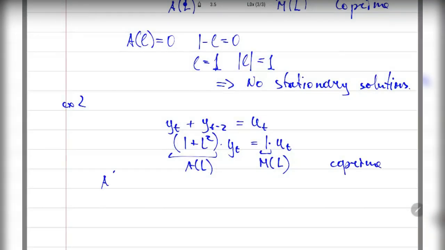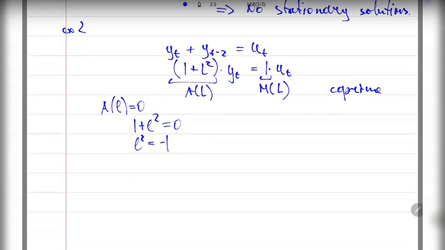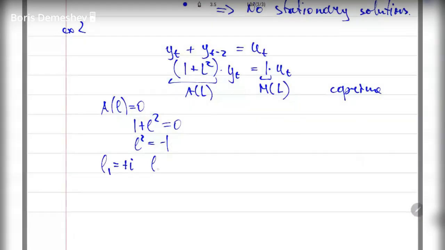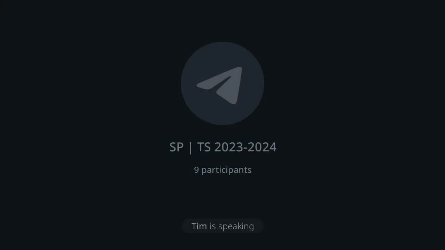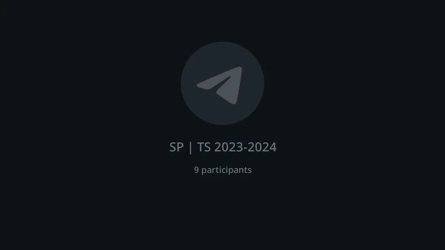Okay, now let's solve A of L equals 0. 1 plus L squared equals 0. L squared equals minus 1. What are the complex roots of this equation? Yeah, plus or minus i. We have L1 that is plus i, L2 that is minus i. Okay, what are the absolute values of these? It's 1. Yeah, the absolute value is just the length of a complex number.